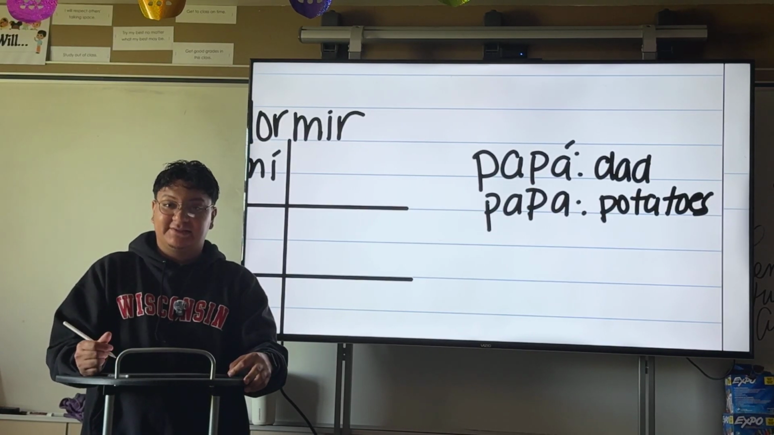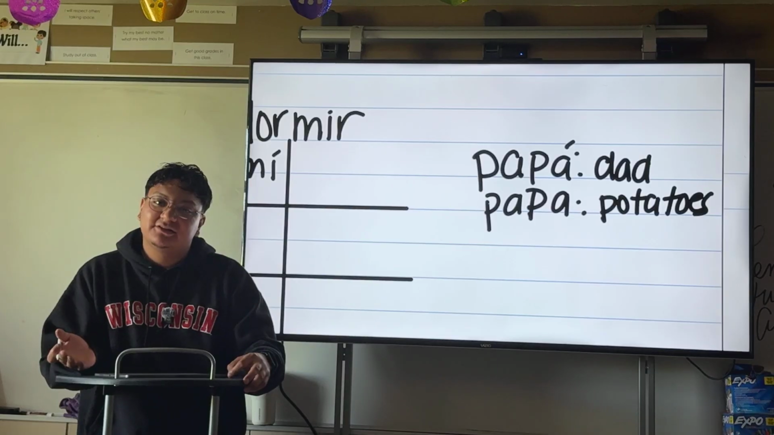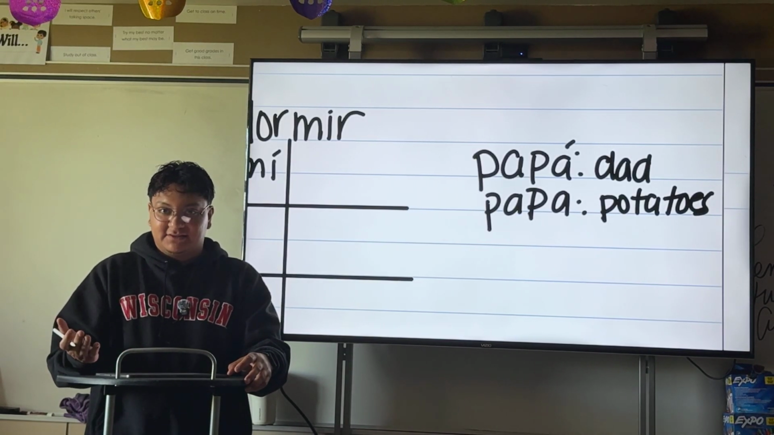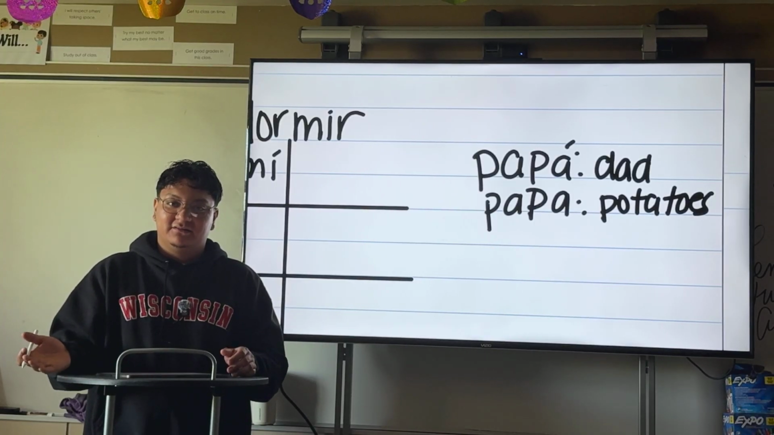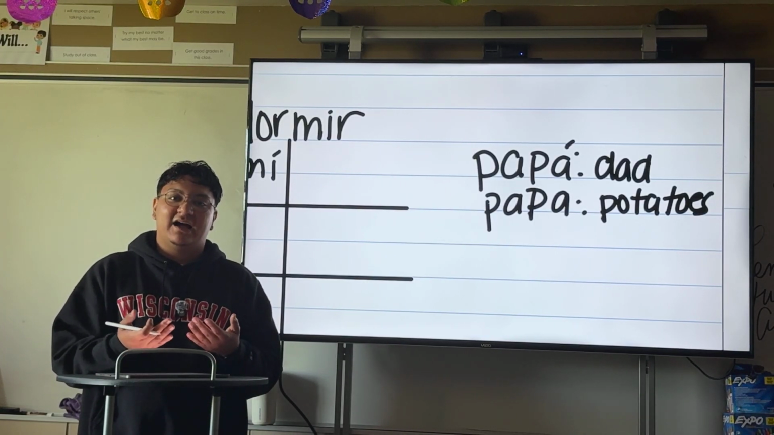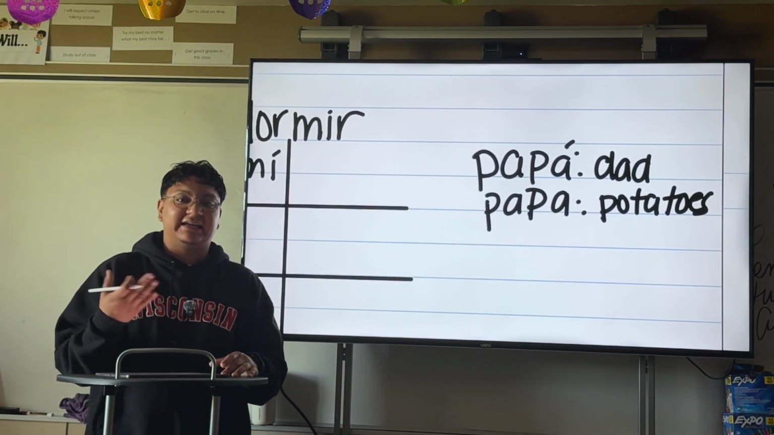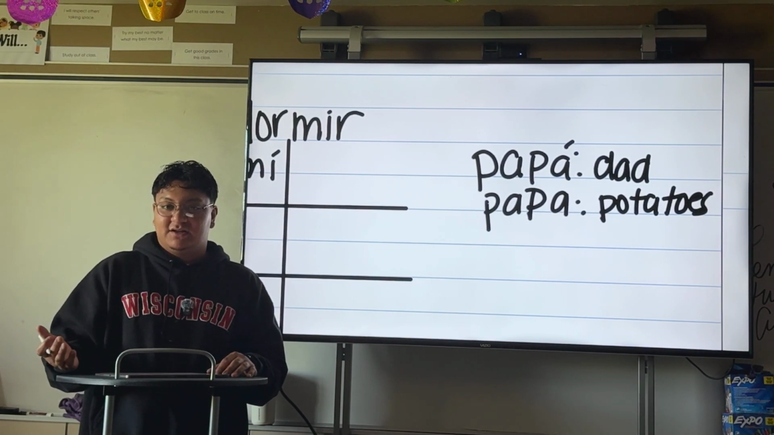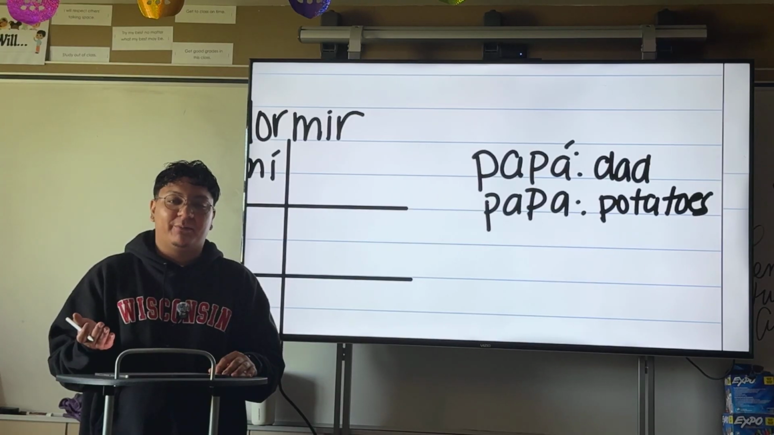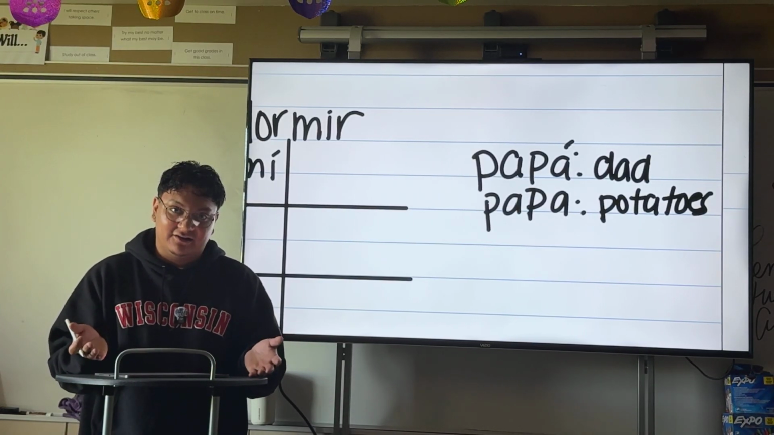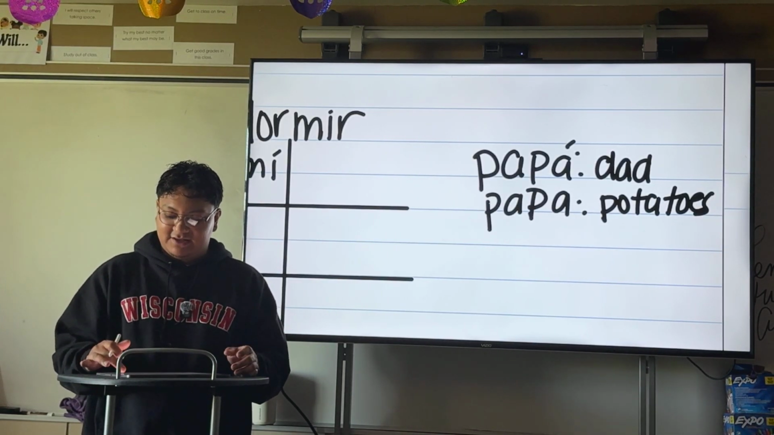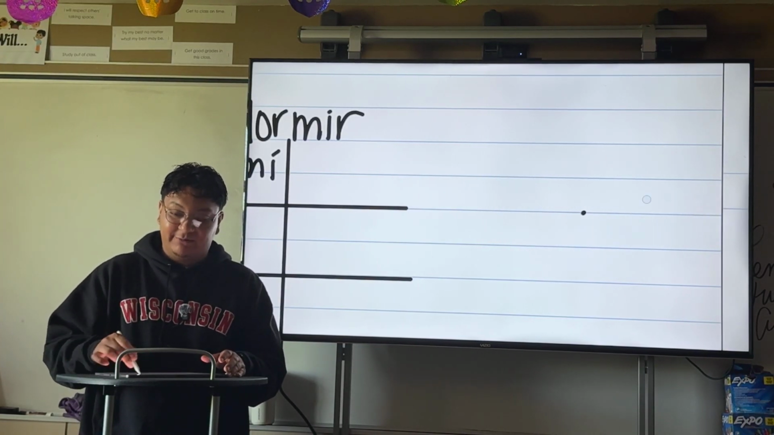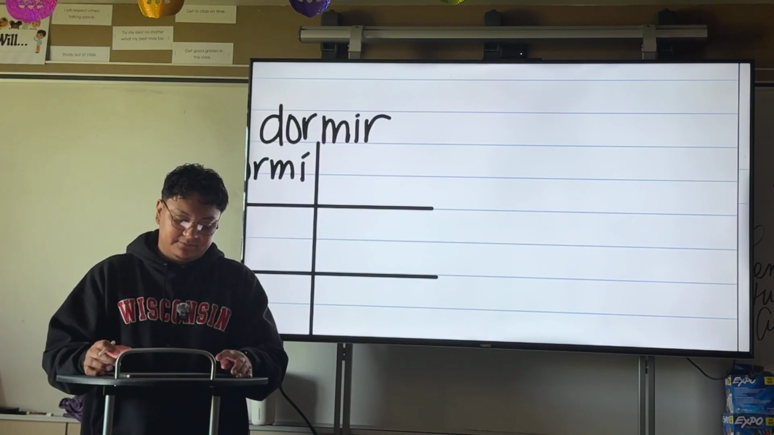Right? So if you say, I like eating potatoes, you would say, me gusta papas. Or if you want to say, I eat potatoes, you would say, yo como papas. You don't want to say, yo como papá, right? You don't want to say you ate your father. You want to say you eat potatoes. So that's why accents are important, okay? So make sure you get those accents right, or else it will be marked wrong on your summative.